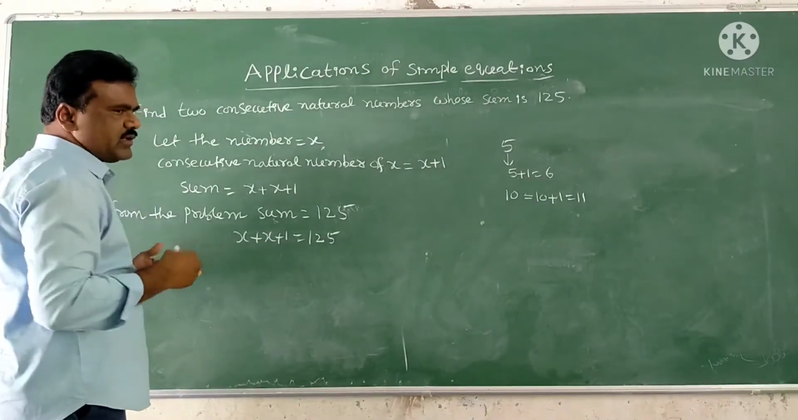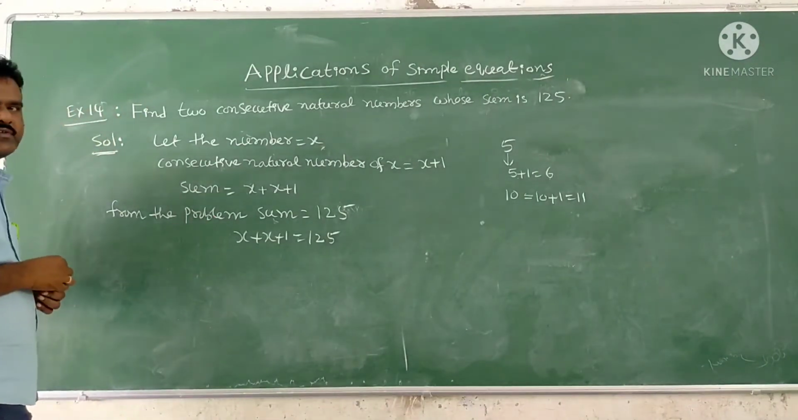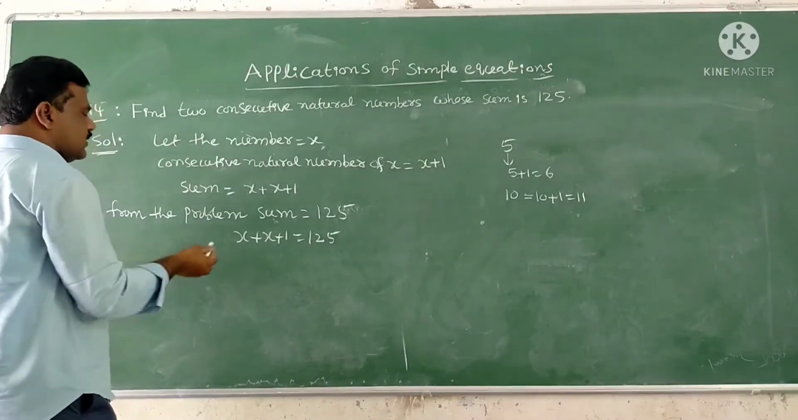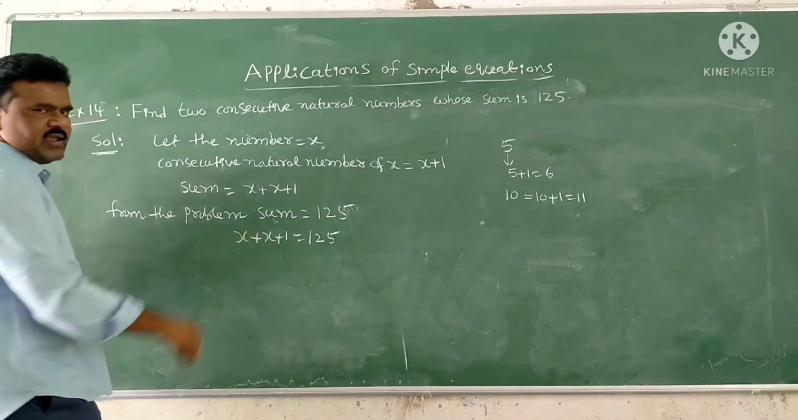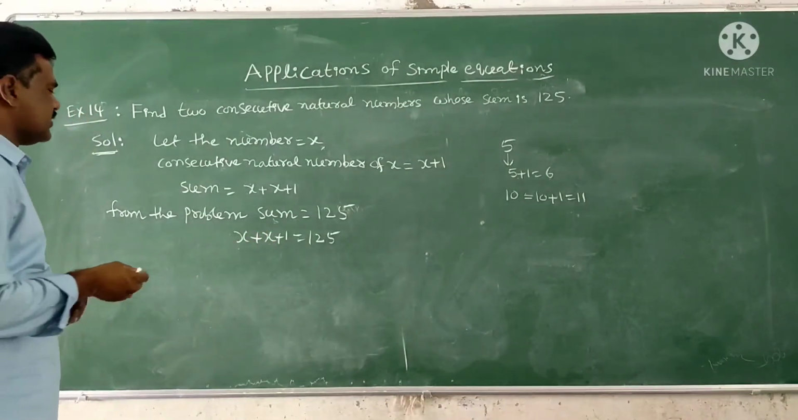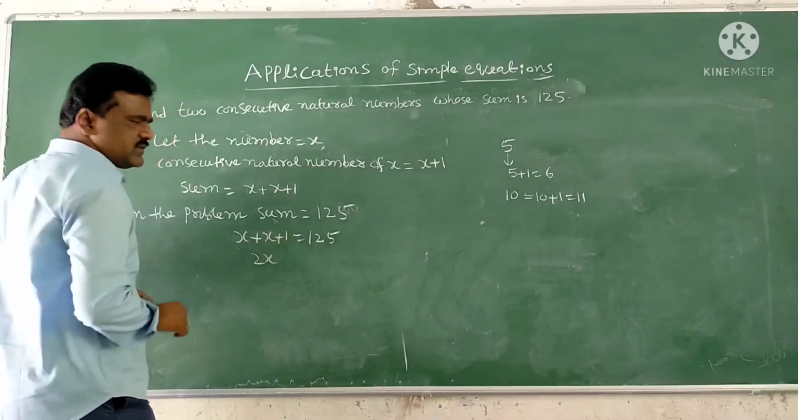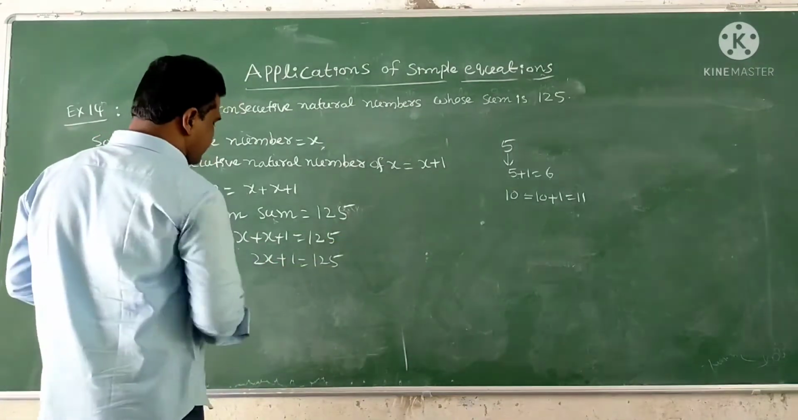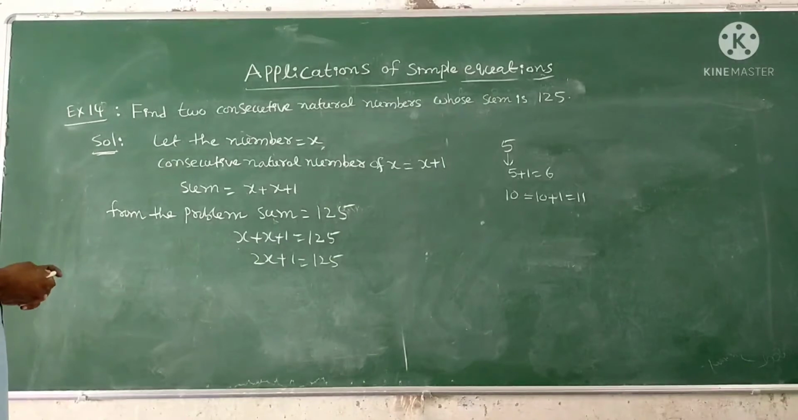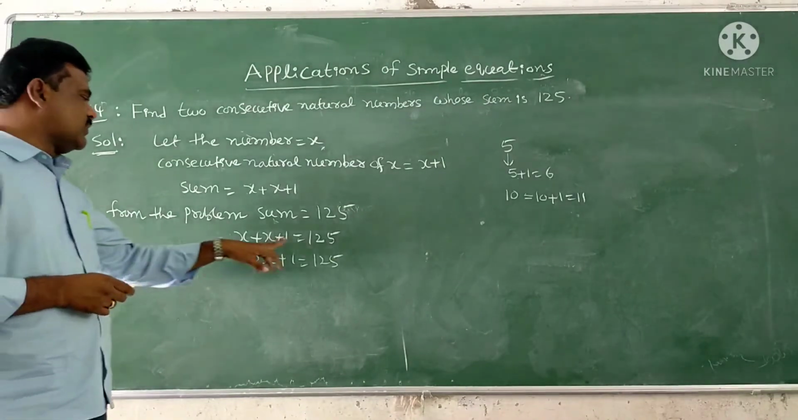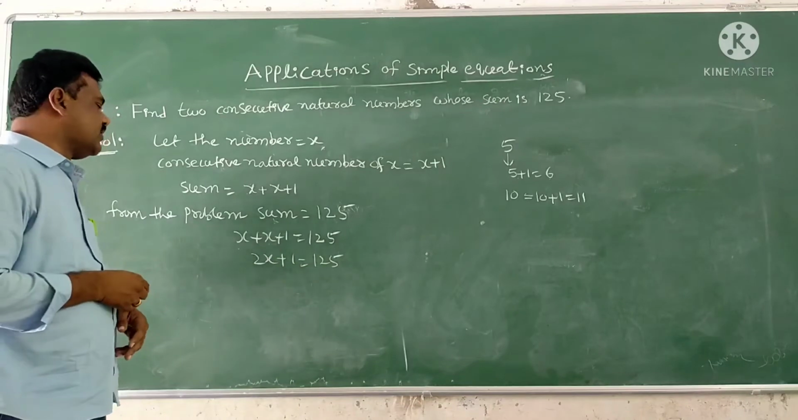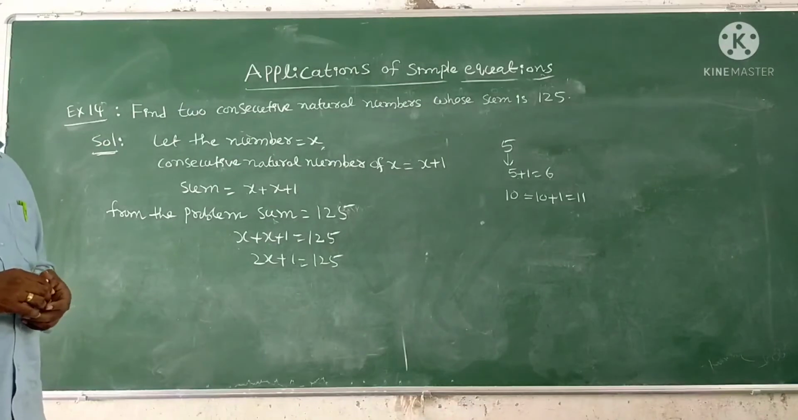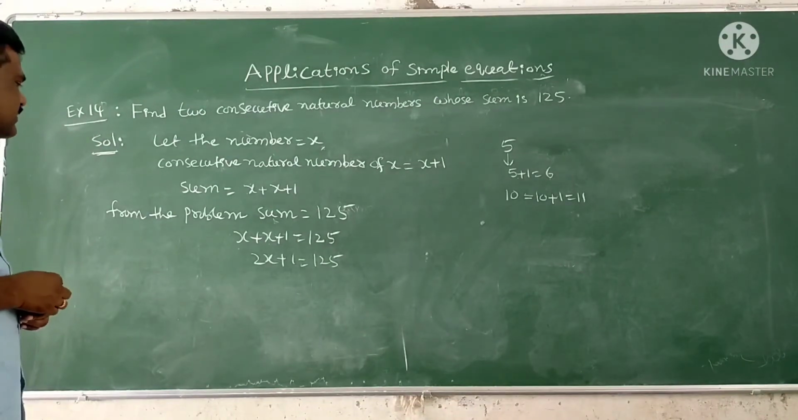Now, solve the equation. Next step is solve the equation. So, here, adding the like terms, x plus x is equal to 2x. So 2x plus 1 is equal to 125. This is the equation. Next we have to solve the equation.